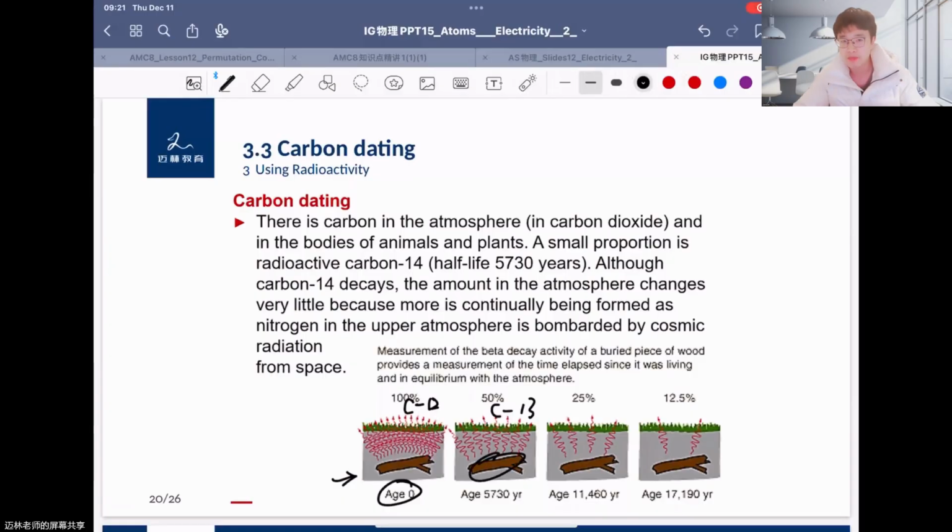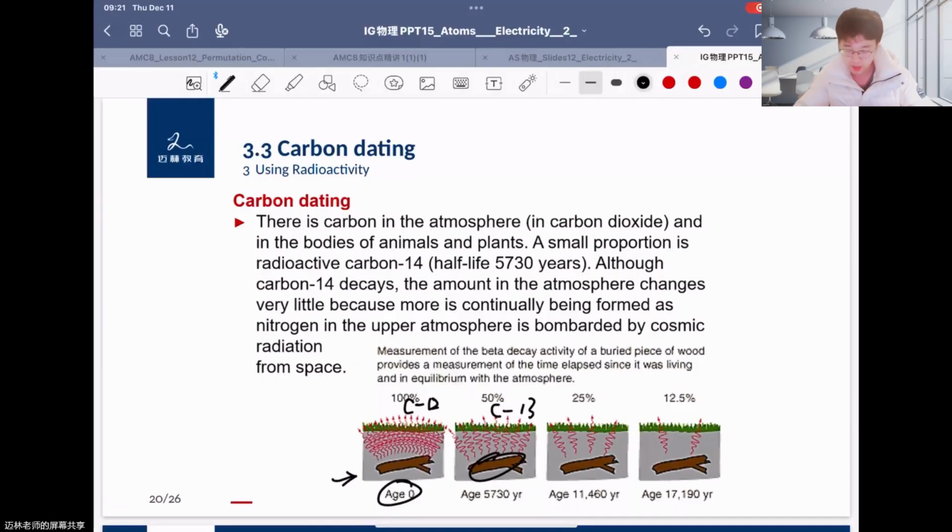So you can find in some museums, like in Britain, in Germany, in China, maybe many places, they're using carbon dating to detect the age of some original things in the museum. Okay, it's very useful.